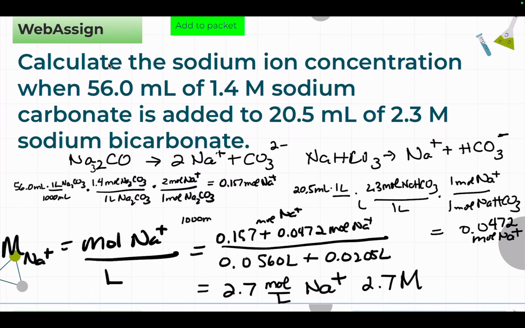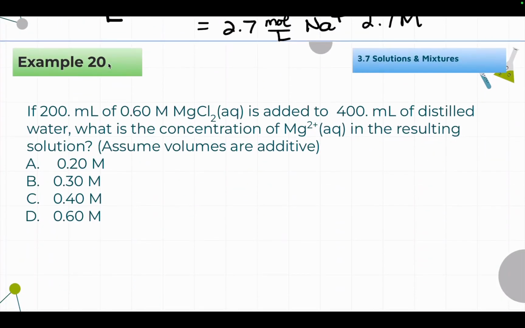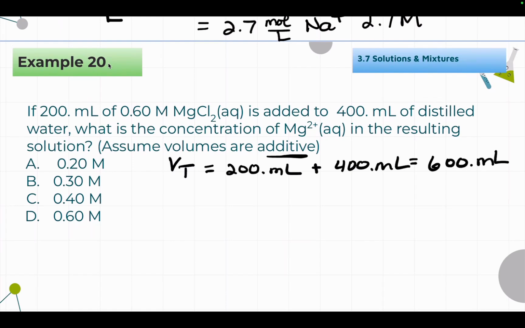One more example. Actually, a couple more examples. I'm kind of going out of order. So here, if 200 milliliters of a 0.60 molar magnesium chloride is added to 400 milliliters of water, what's the concentration of the magnesium ions? So for this question, I know that my total volume, since they say the volumes are additive, means that I have 200 mL and 400 mL. So really I have 600 mL of solution here.